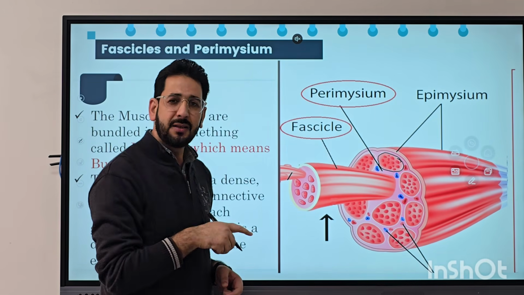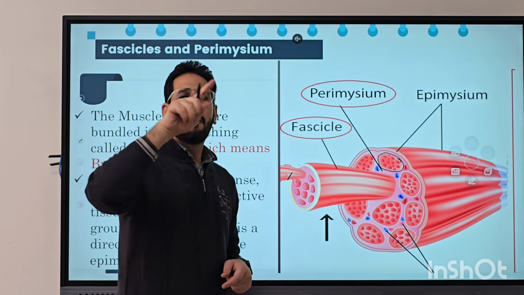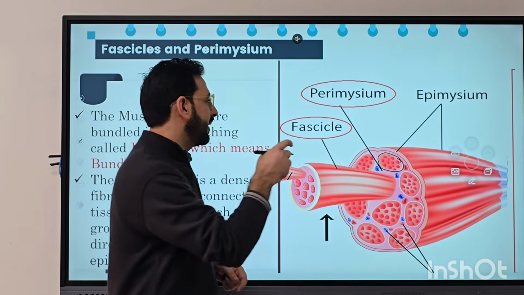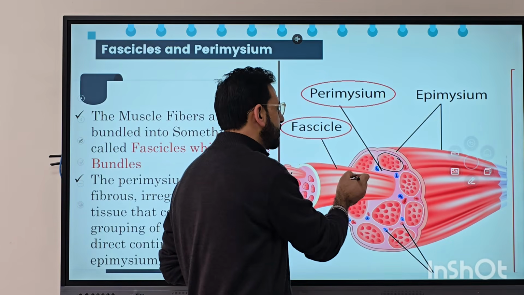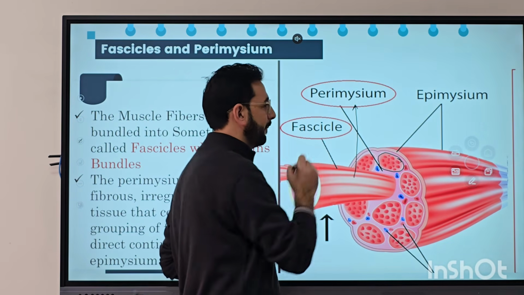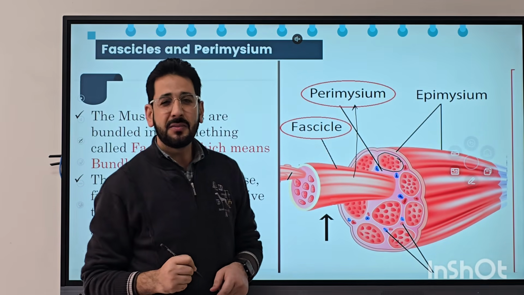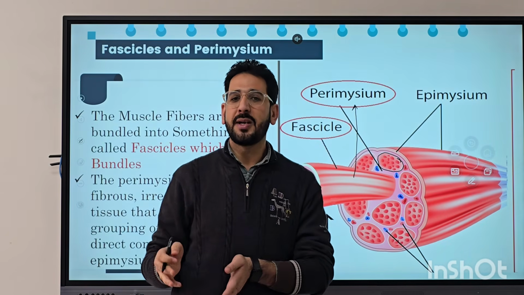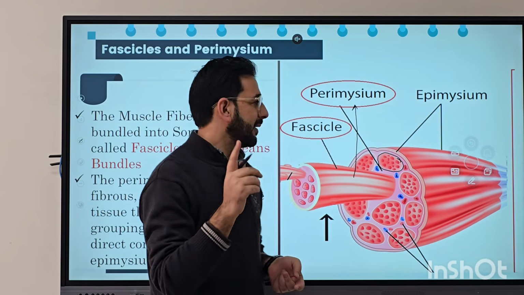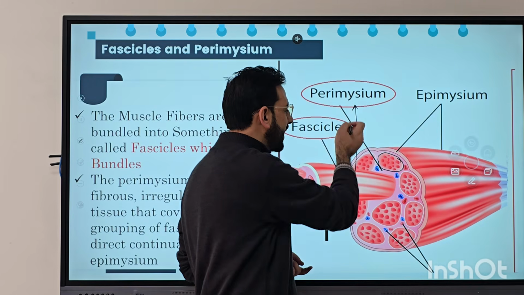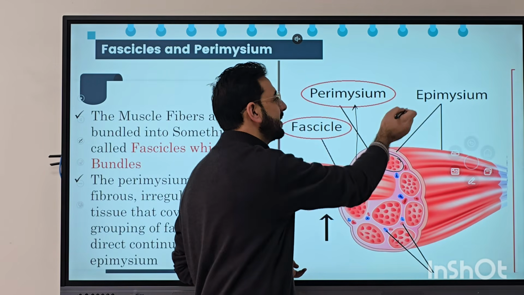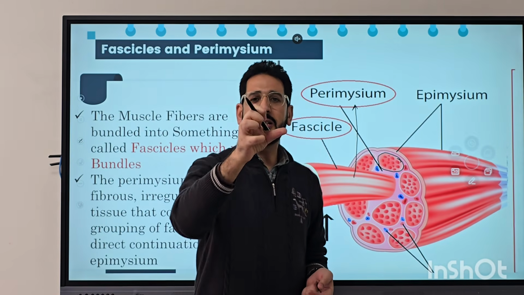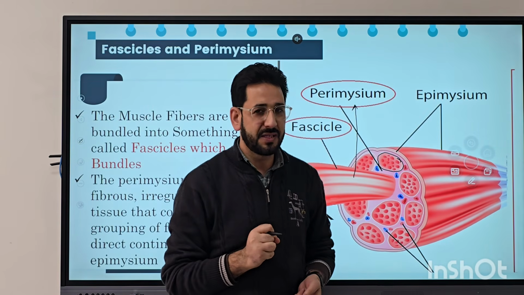And this fascicle also is covered by a connective tissue layer, or a connective tissue covering, and that covering of connective tissue is called perimysium. Okay, now the perimysium is also dense, fibrous, irregular connective tissue. But remember that this perimysium is continuous with the epimysium. So when the perimysium is pulled, it pulls the epimysium as well.